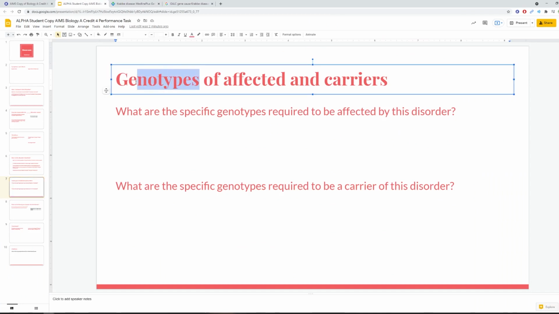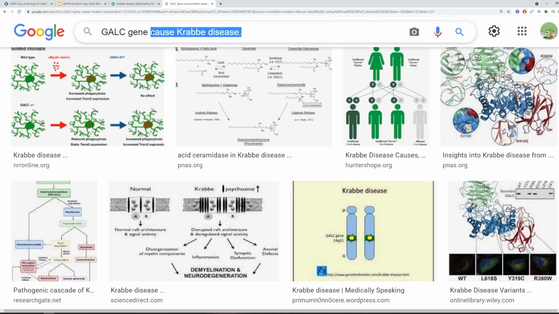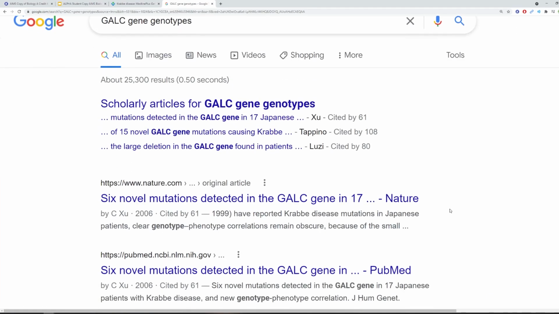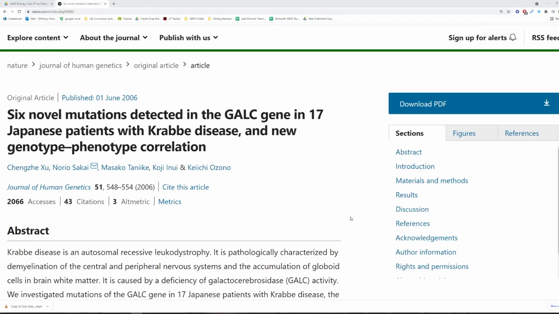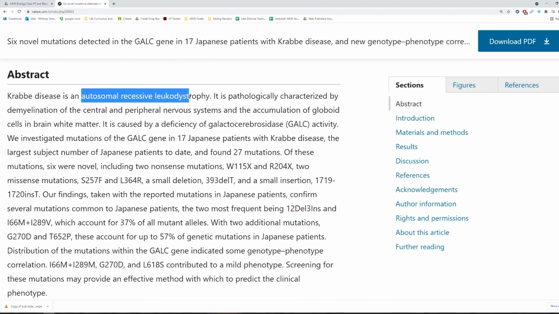Genotypes. Ooh, so here we're looking at the genetics of those alleles. For that, we may need to do some outside research. All right, so here we have several groups that talk about the mutations of this gene. So probably any of these are going to be super helpful. Some of them you may have to do a little skimming, and that's okay. Research is helpful.